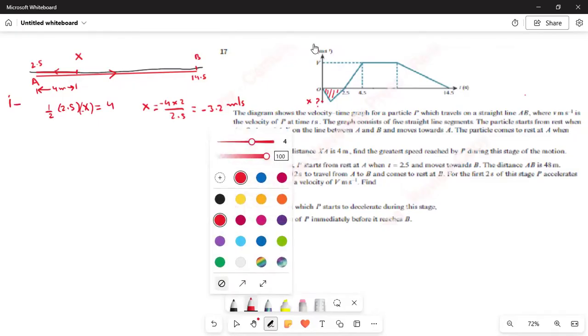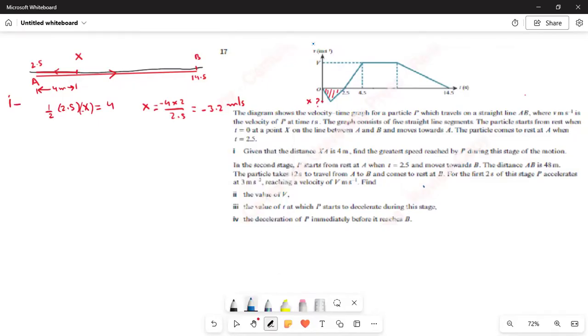Let's change the color. Now the second part of this question. In this second stage, P starts from rest at A. It is at rest because at 2.5 seconds the velocity is 0. So when it reaches over here, it stops for a moment, and moves towards B. Now this is with the positive speed.